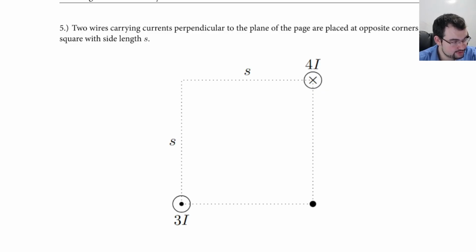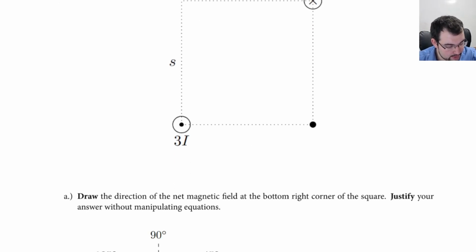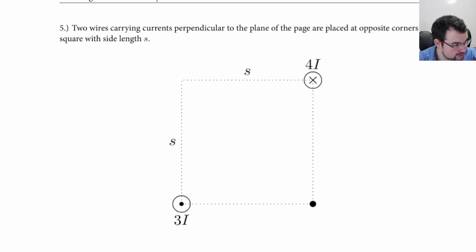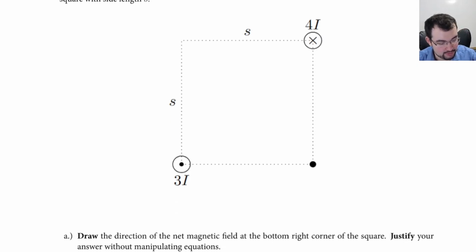All right, let's do some angled versions of this now. Two wires carry currents perpendicular to the page. They're placed at opposite corners of a square. Draw the direction of the net magnetic field at the bottom right corner without manipulating equations. Well, what do we know about B from a wire? B from a wire circulates. So let's think about it. If I point at me, this is going to be counterclockwise.